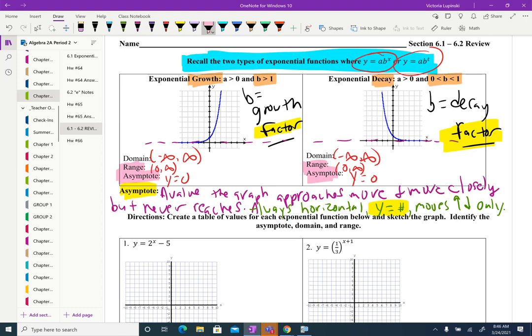What's the difference between a b to the x and a b to the t? Just what variable you're using. The x is usually used when you're graphing. The t is usually used for a word problem because t is usually time, but that's the only difference. All the other rules about them are the same.